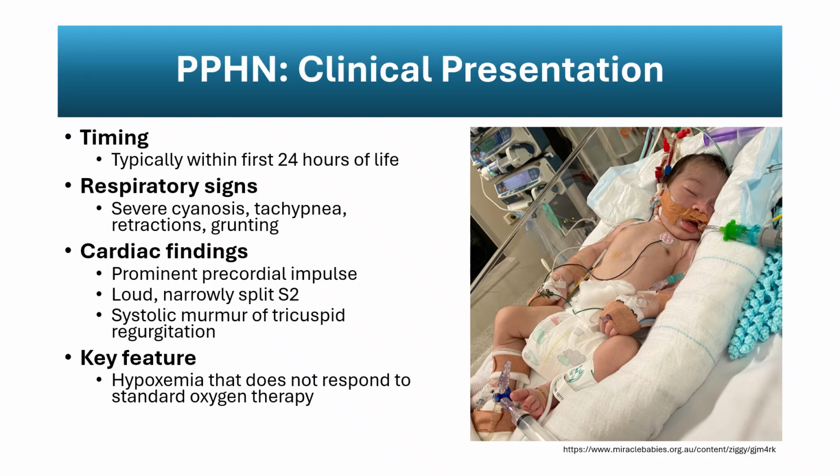Additional features may include cyanosis disproportionate to lung disease, poor perfusion, and variable hemodynamic instability, depending on the severity and underlying etiology. Recognition of these signs is critical for prompt intervention, targeted oxygenation, and initiation of therapies such as pulmonary vasodilators or extracorporeal support.